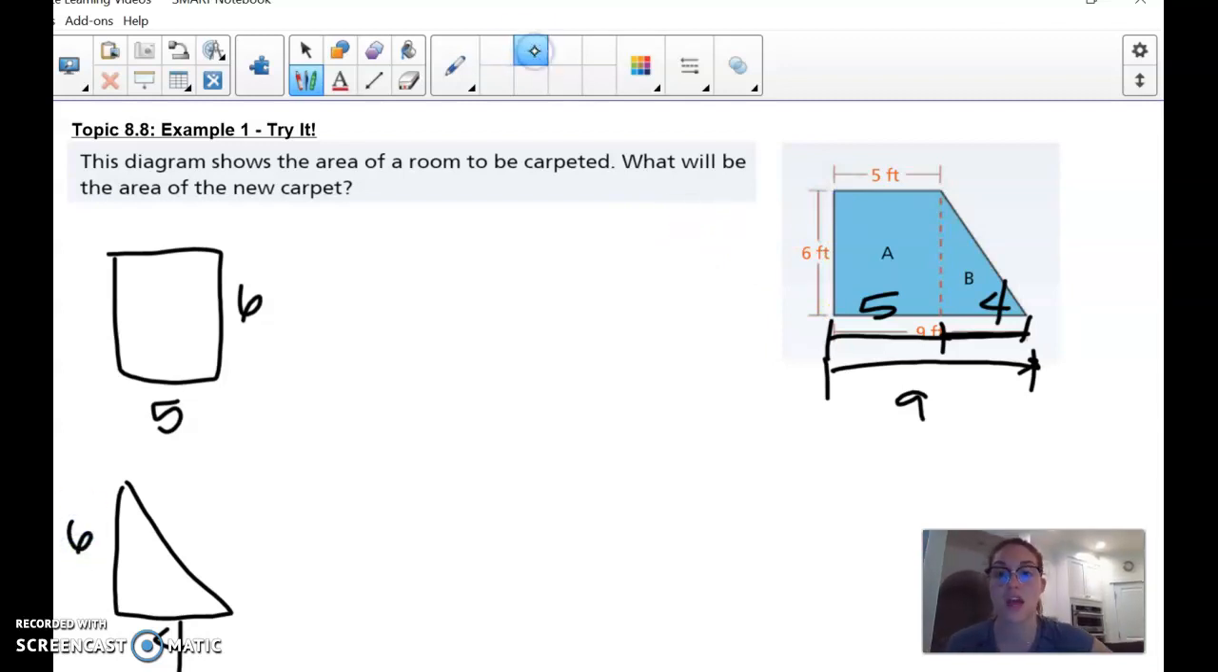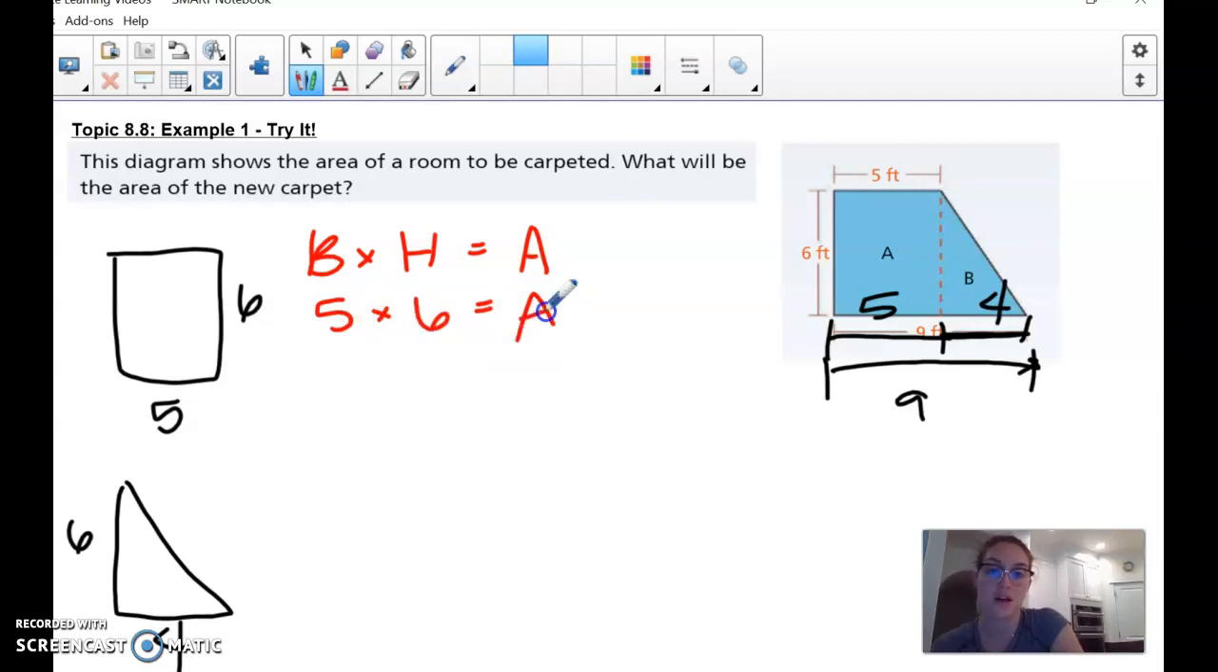Now, in order to find the area of a rectangle, I'm multiplying my base times my height. That's going to equal area. My base is 5, times my height is 6, and that equals area. So my area is 30, and with units, feet squared.